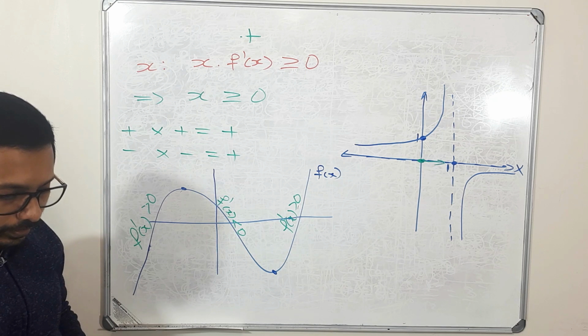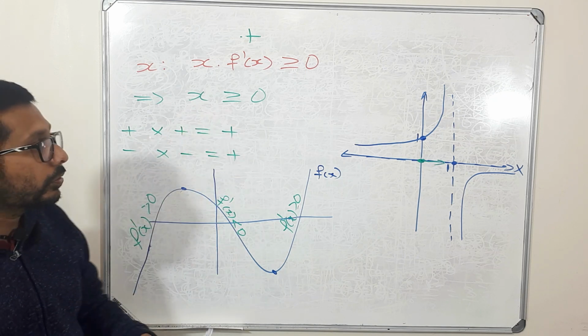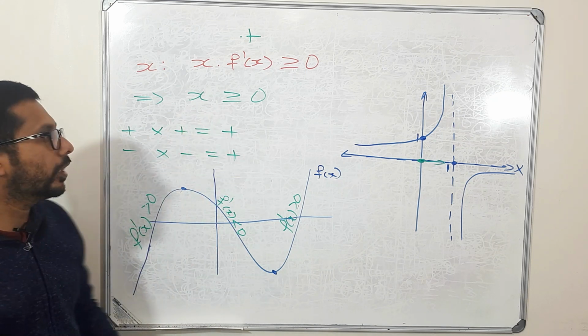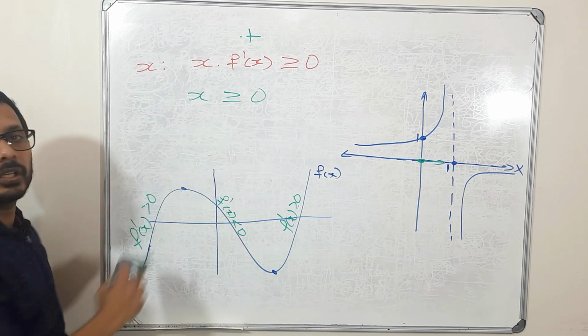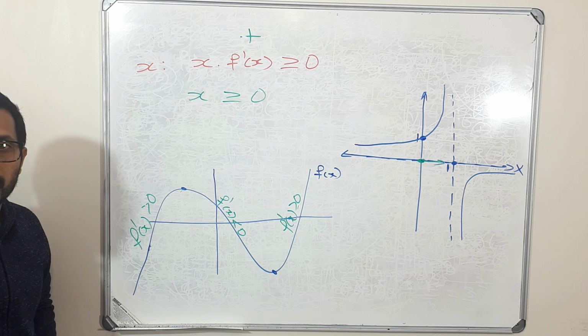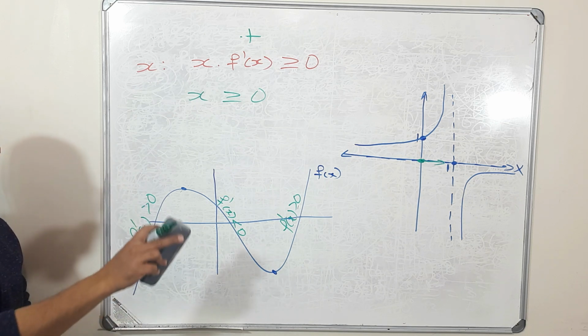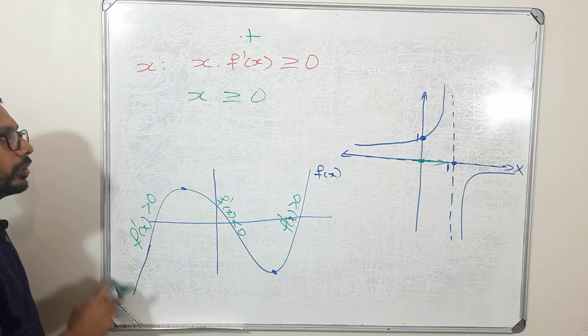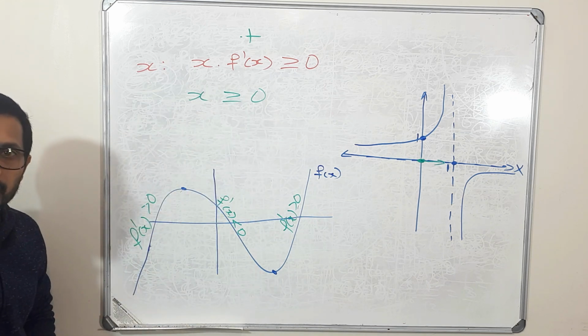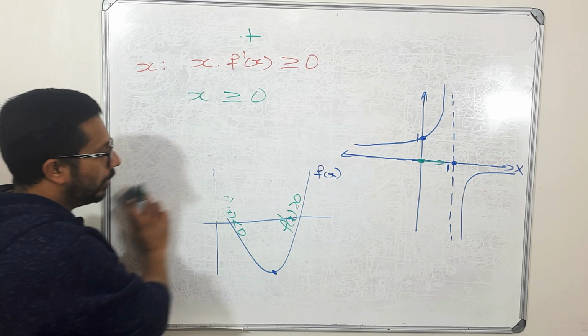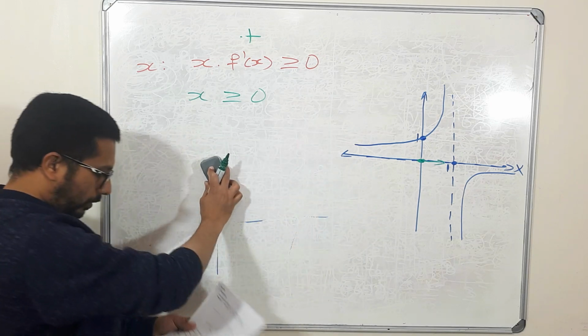So what is the answer? This is the answer. You don't have to write any stories. You can just write the final answer. What is the final answer? x greater than or equal to 0. You will get 2 marks. But this is the theory behind that, so try to understand this one. So the answer is x greater than or equal to 0. That is question number 5.